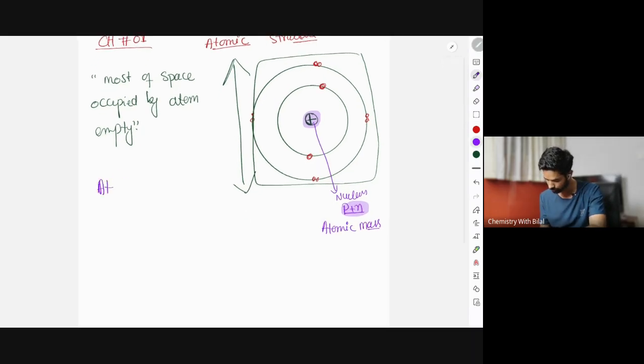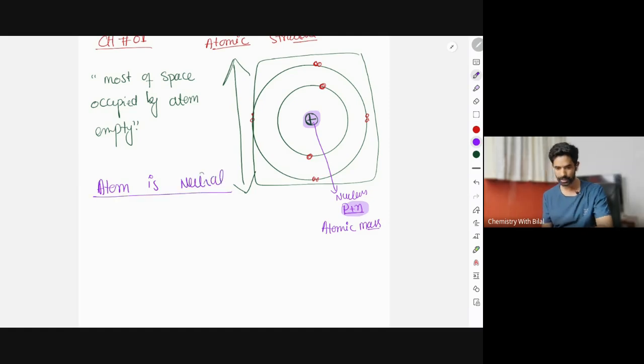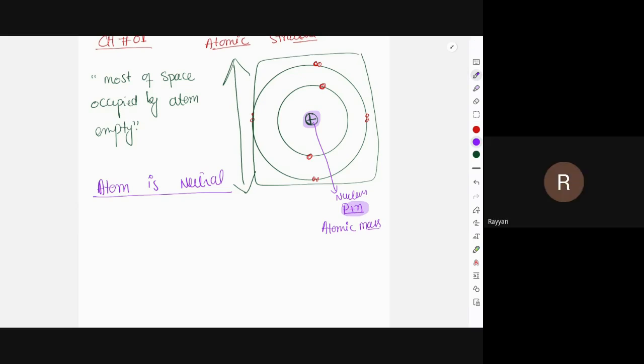Why is the atom neutral? Anyone in the class? Why is the atom neutral? Yes, I am asking Rayan. Yes, Rayan. Why do you think the atom is neutral? Sir, there are positive protons and there are electrons, their number is equal, so the overall charge is neutral.